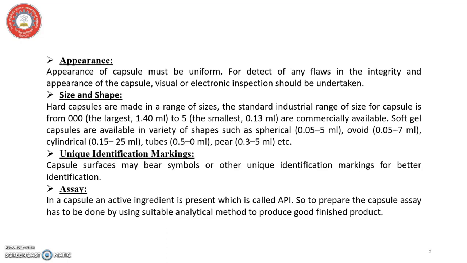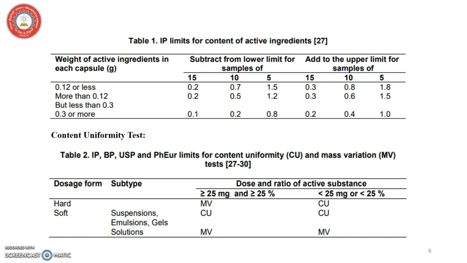Coming to the unique identification marking test, that is nothing but the symbols which are located inside or on the front of the capsule, whether the capsule is hard gelatin or soft gelatin. For the assay test, we use HPLC, and likewise the dissolution test. These are the specification limits as per IP, BP and USP as well. This specification is also for hard gelatin capsules.